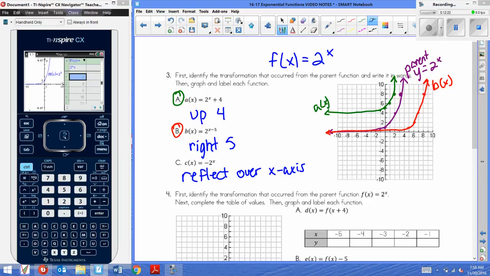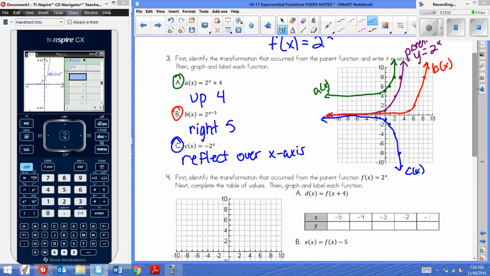And lastly, let's graph c of x, or part C, and we're reflecting our purple function over the x-axis. So I'm taking all of my points and I'm just flipping them downward. My asymptote happens to fall in the same place, except now our function is falling underneath that asymptote.